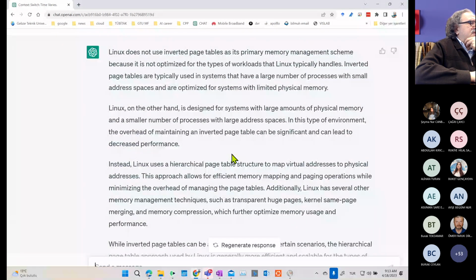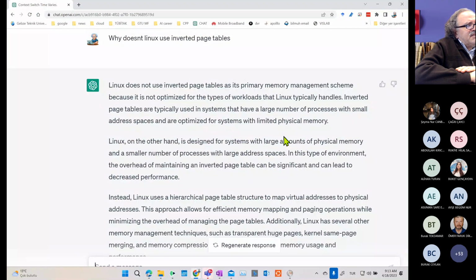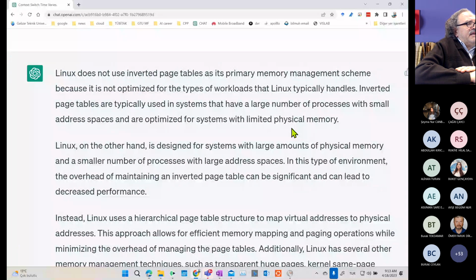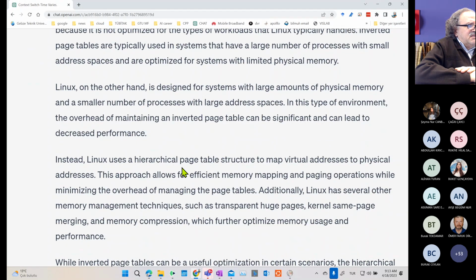Inverted page tables are typically used in systems that have a large number of processes with smaller disk spaces and are optimized for systems with limited physical memory. Well, yeah. Linux is used for these kinds of cases too. And Linux is a very widely accepted operating system from the simplest devices to the very large devices. It doesn't answer nicely, but that's the answer. So instead, Linux uses the hierarchical ones.